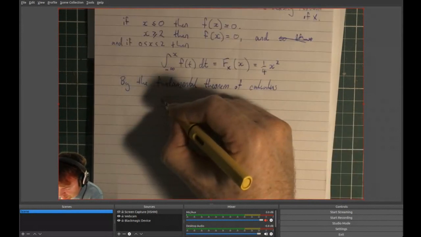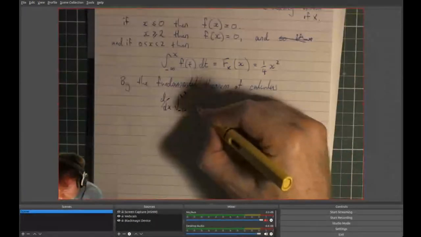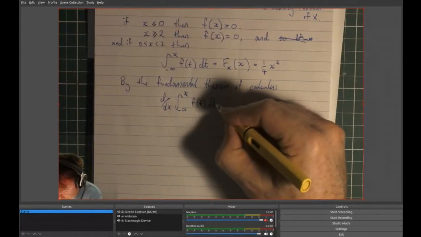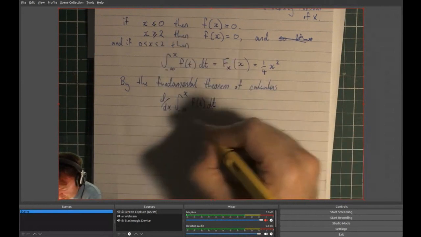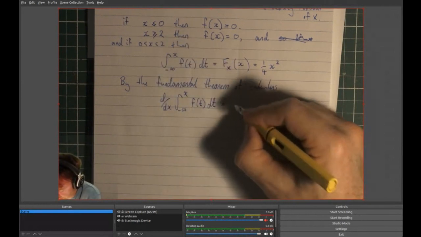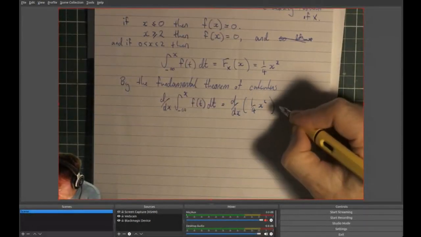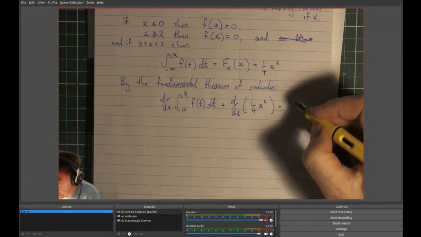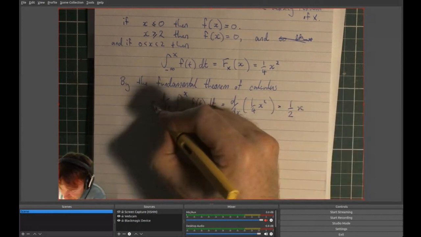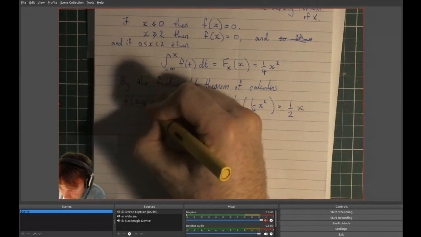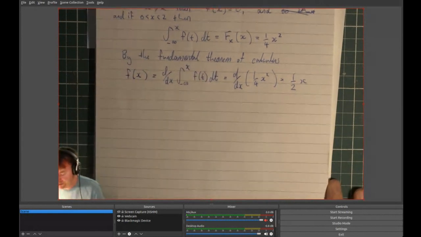I can differentiate both sides, dx. Maybe I'll replace that with a 0, that might be more pleasant for my fundamental theorem. It is equal to dx of 1/4 x squared, and the derivative of this is going to be half x. And this one over here is just going to be the density function. Hooray, I found the density function.